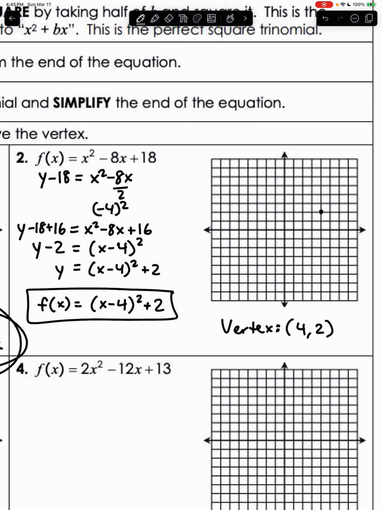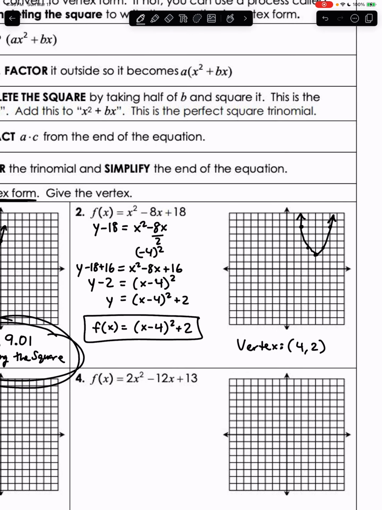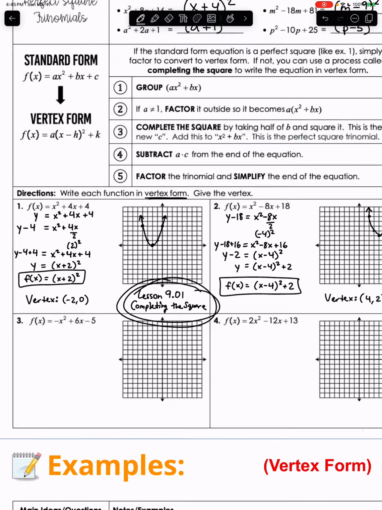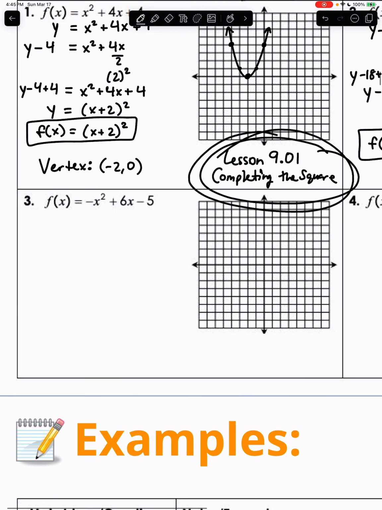So I'm going to graph my vertex. Then, notice my a value is 1. So mark my points. Just like when I did my transformations, right, we're doing our squared, so our x squared function. I'm graphing like I did the parent function. That one's a little wiggly, but it's okay.